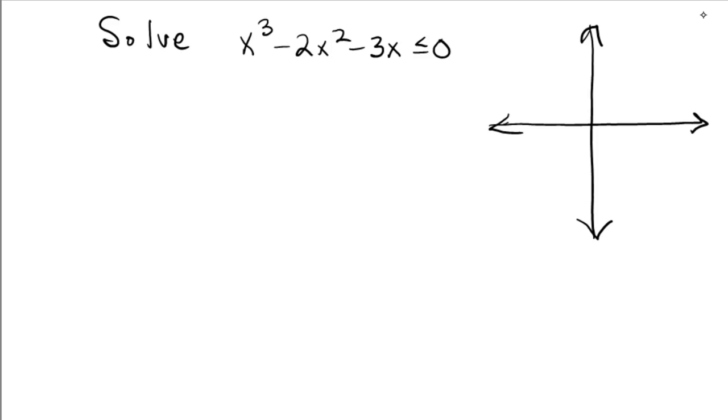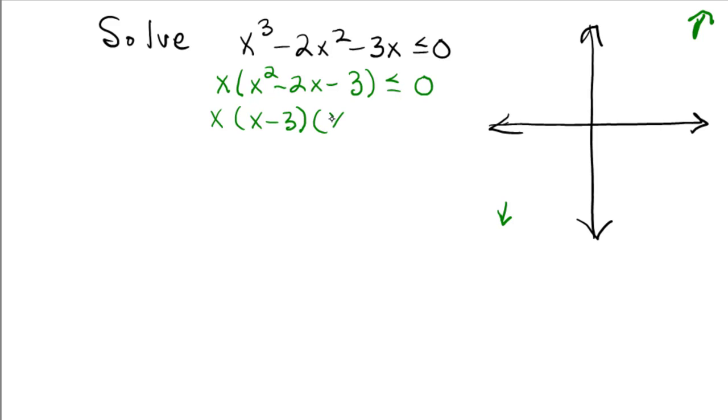So at least we can do this part. We can say it's got to be up over here and down over here. But then we have to figure out how many wrinkles and moves it has. So if I start to factor this, first pulling out a GCF leaves us with x times x squared minus 2x minus 3 is less than or equal to 0.